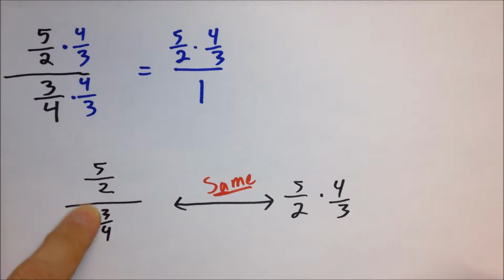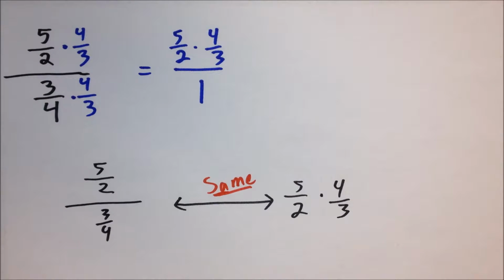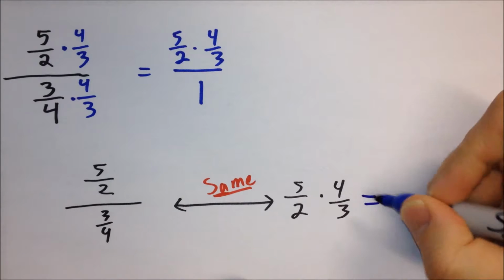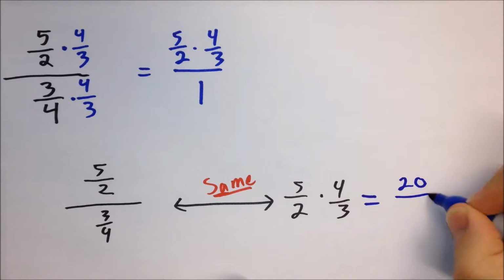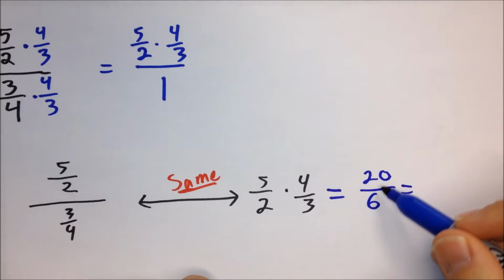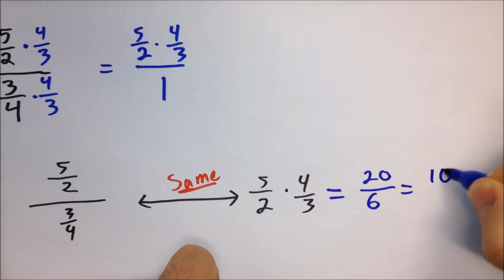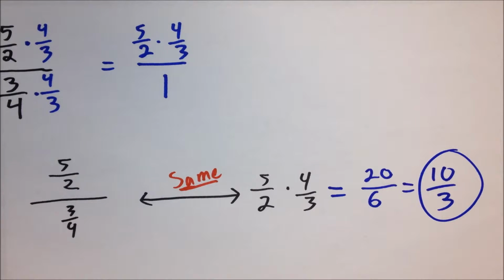This one is easy to think about because we've already done a lot of things like it. Let's multiply across the top and get 20. Multiply across the bottom and get 6. Let me go ahead and simplify that by dividing both the top and bottom by 2, and then we'll get 10 over 3, which is a pretty reasonable answer.